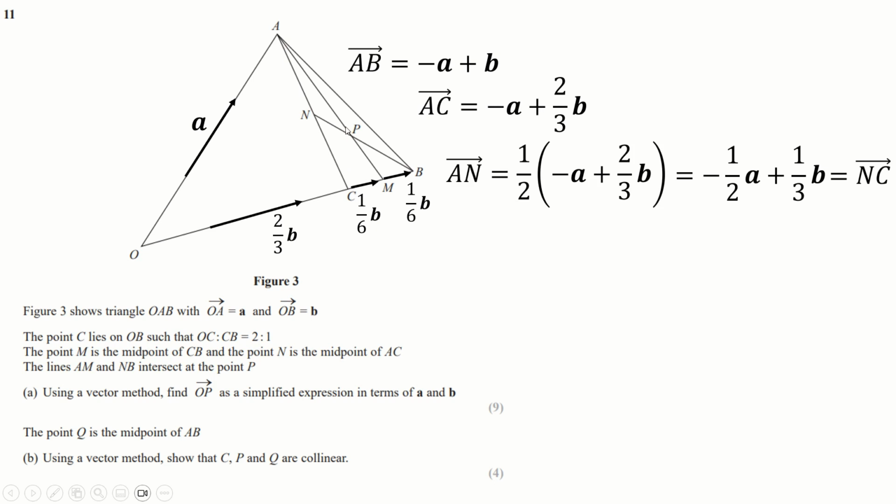And now what I'm also going to say is that AM is minus A plus 2/3 B plus 1/6 B, or plus 1B minus 1/6 B. Either way, you get 5/6 B. And now AP, therefore, now P we don't have any information about other than that it's the intersect.